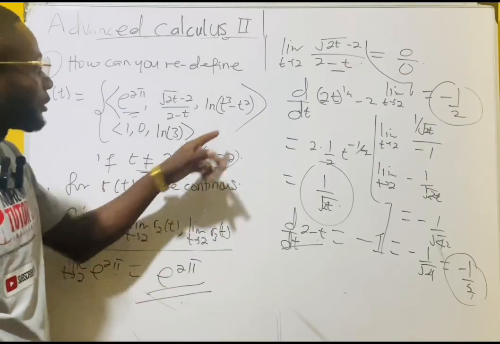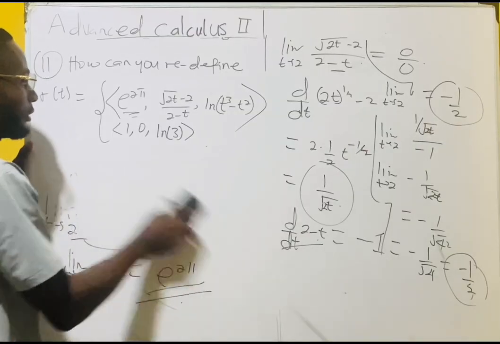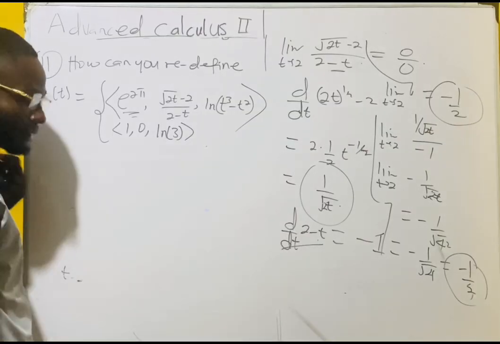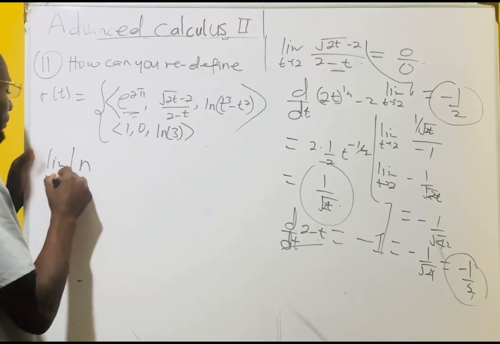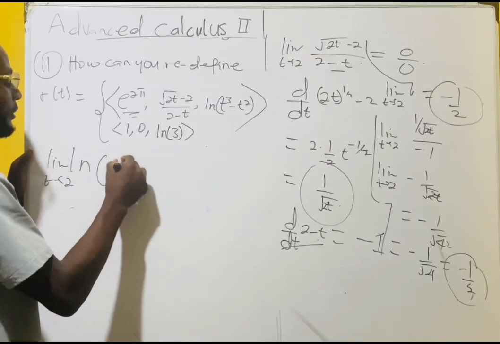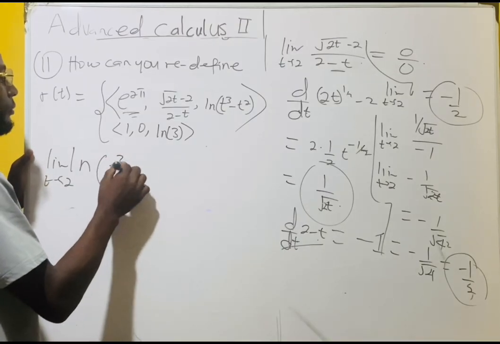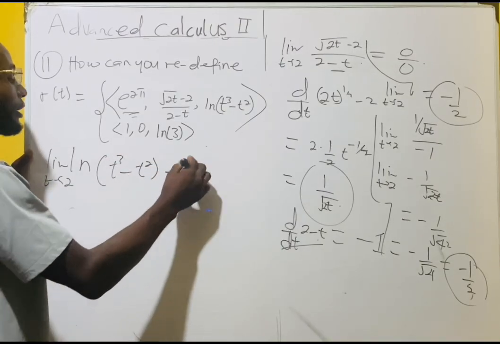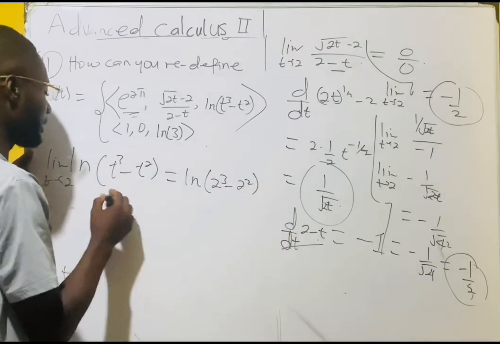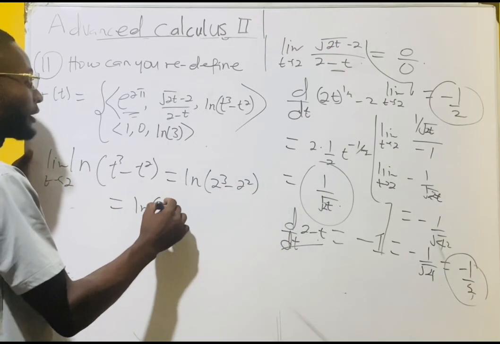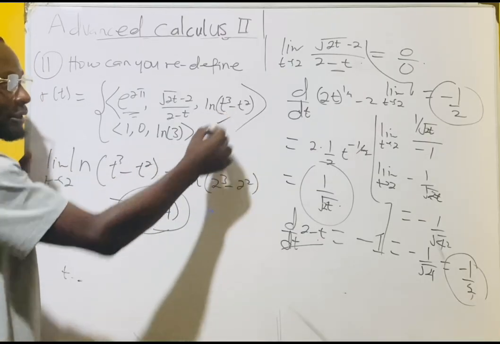Once we have the second component, we can move on to the last component, which is t cubed minus t squared. So we're going to have the limit as t approaches 2 of t cubed minus t squared, so this will be equal to 2 cubed minus 2 squared, and that will be equal to 4. So that is the last part, right?